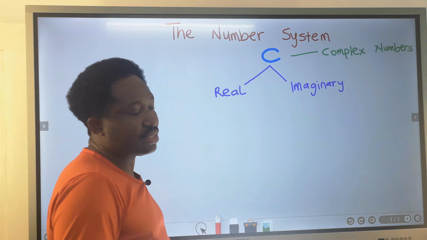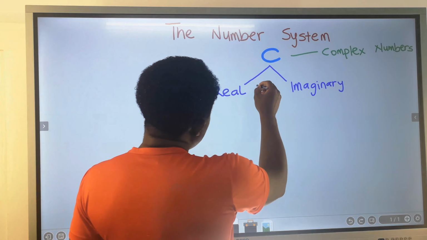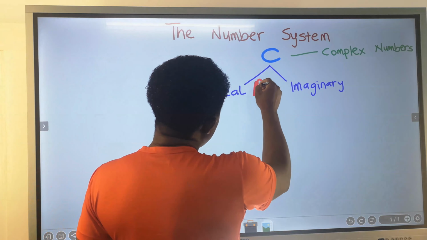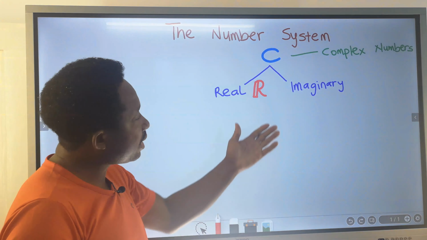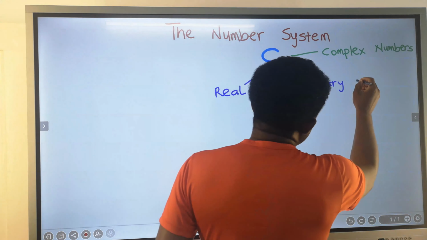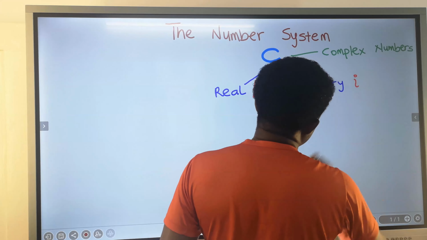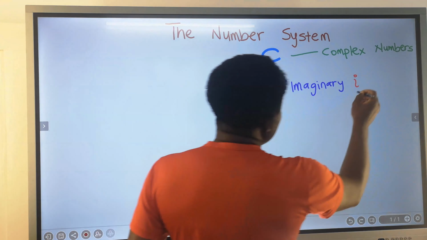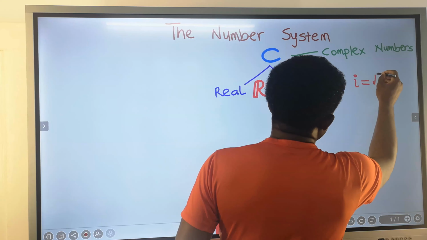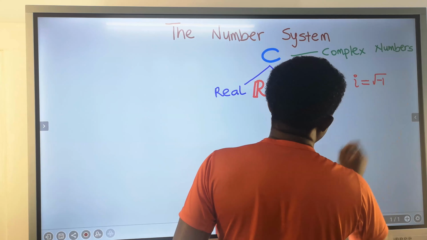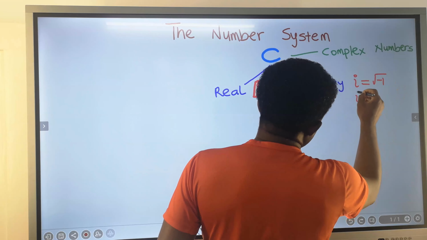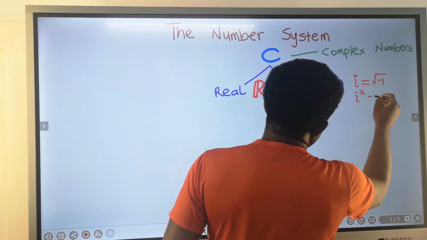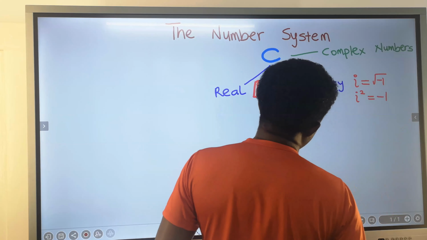The real part of the complex number is usually denoted by capital letter R. The imaginary part will always have an I attached to it, where I is equal to the square root of -1. If you take this square root across, it becomes I squared is -1.